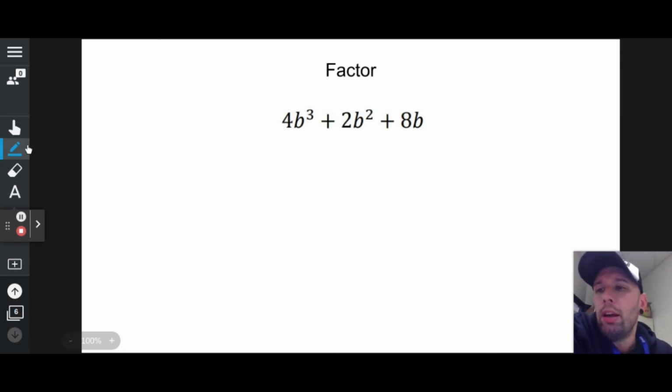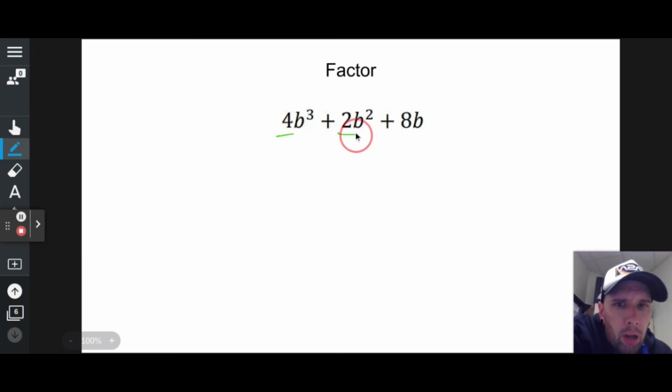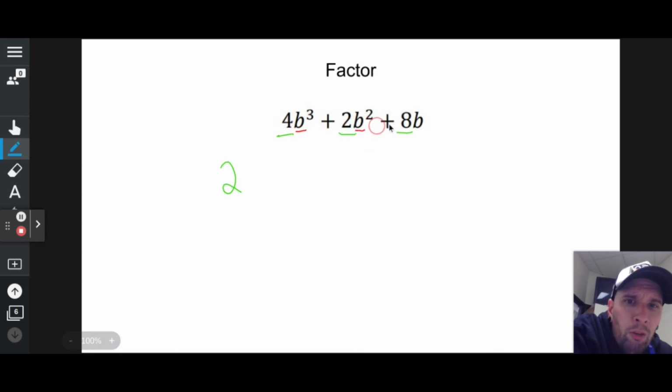One more. Now I have 3 terms. Still one letter, but 3 terms. What is the largest number I can divide from 4, 2, and 8? I can divide each of these by 2, but that's the biggest number I can divide, so I'm going to bring out that 2. Everything also has a b. What's the largest amount of b's that I can pull out from each of these? I have 3, I have 2, I have 1, so the largest amount of b's that I can pull out from each of them is 1.